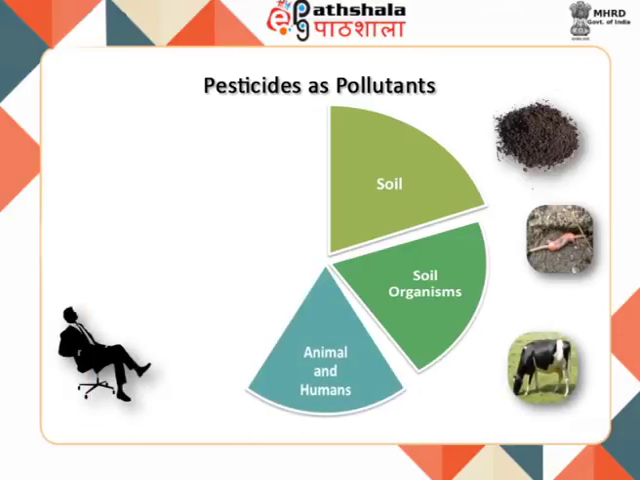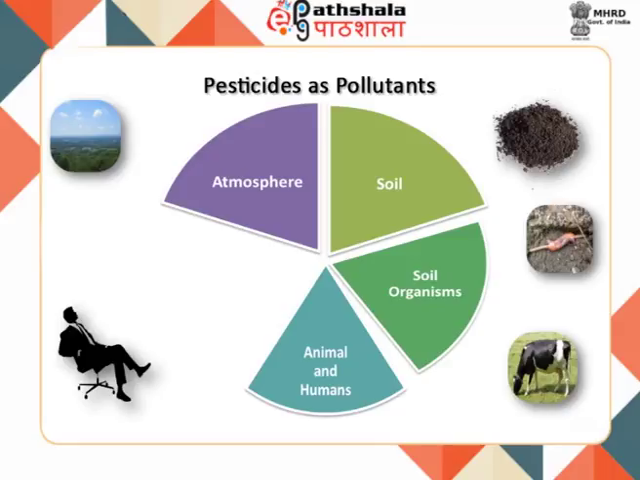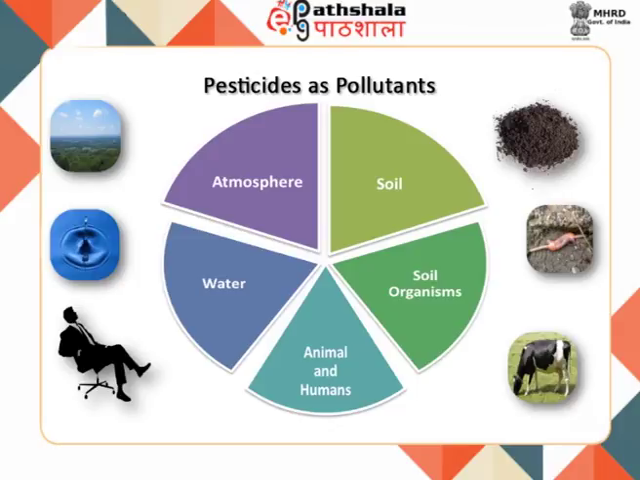Animal and human exposure: pesticides cause short-term impacts such as headaches and nausea, and chronic impacts like cancer, reproductive harm, and endocrine disruption. Atmosphere: since these pesticides are applied through spraying, a major percentage of pesticide remains suspended in air and travels in winds. Water: the pesticide on the land surface, through water flow, reaches the water bodies and causes a threat to aquatic life.